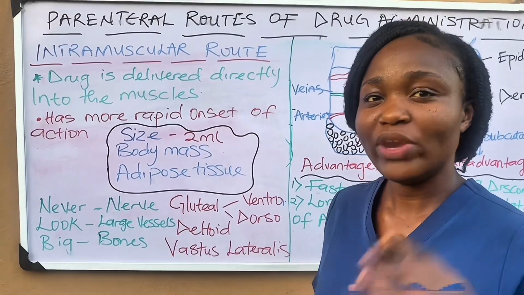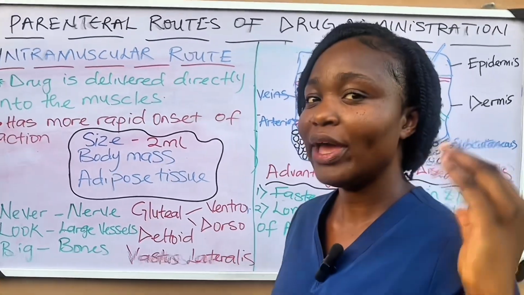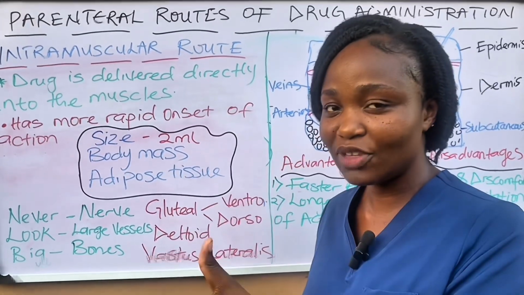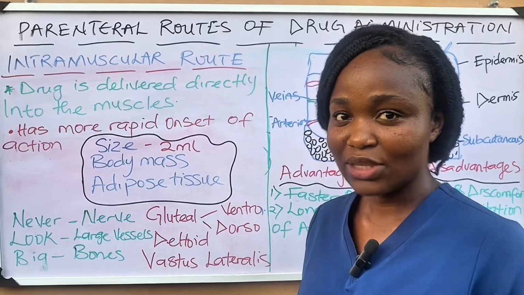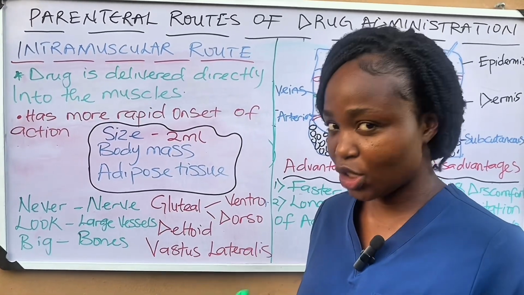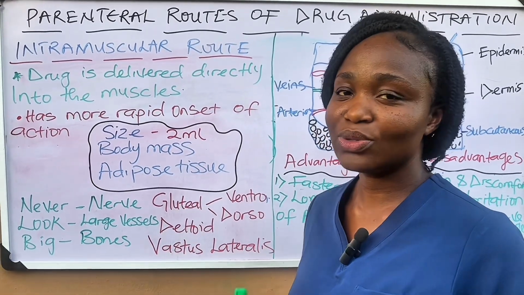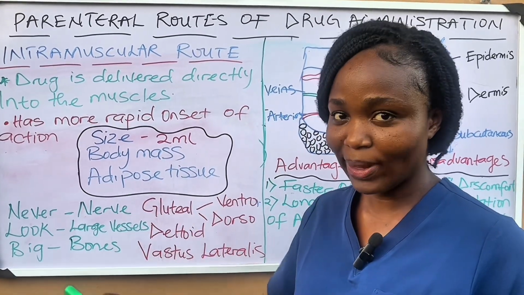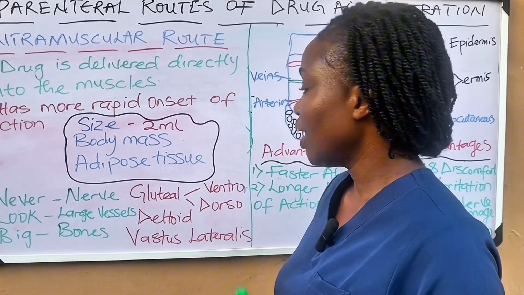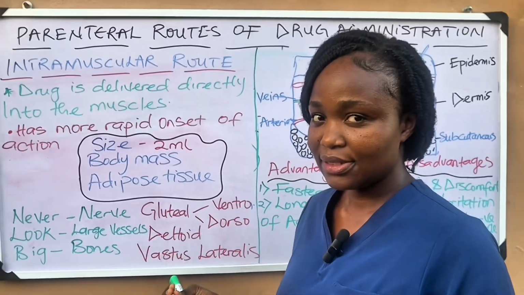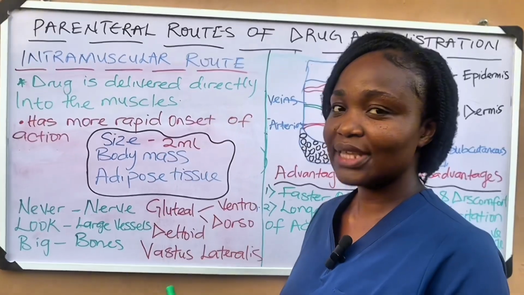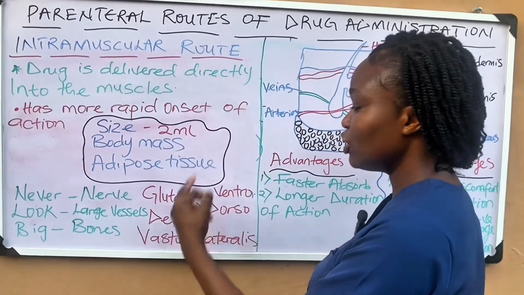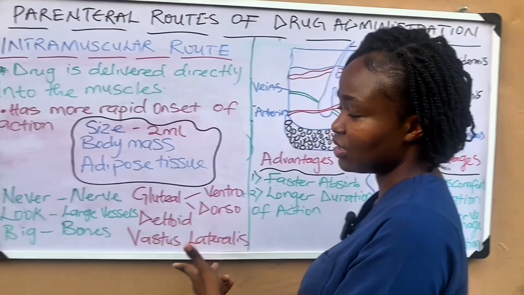Most of the time when a drug that is meant for the muscle gets directly into the blood vessels, it could cause some adverse events which you want to watch out for. You also don't want this drug to get to the bones, because that is not the preferred site of drug administration. The common sites where intramuscular drugs are administered are the gluteal, the deltoid, and the vastus lateralis.